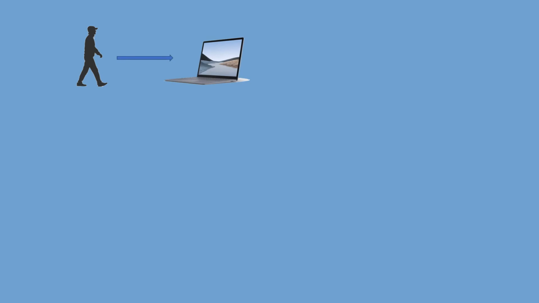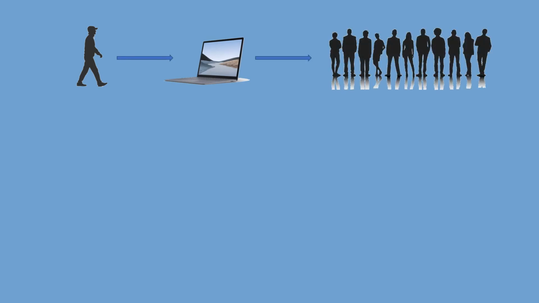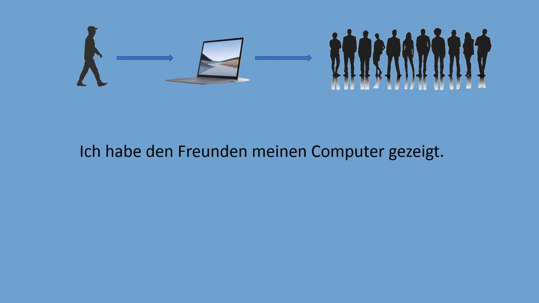For example, a student will show his computer to his friends. The student will say, Ich habe den Freunden meinen Computer gezeigt. So, den Freunden, so many friends. In the dative plural, we use the definite article den. If we replace friends with a demonstrative pronoun, we have to use a specific form, denen. Ich habe denen meinen Computer gezeigt. Please memorize those exceptions. They are listed on page 352.